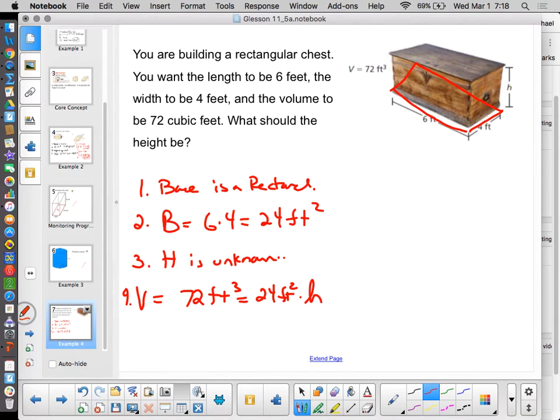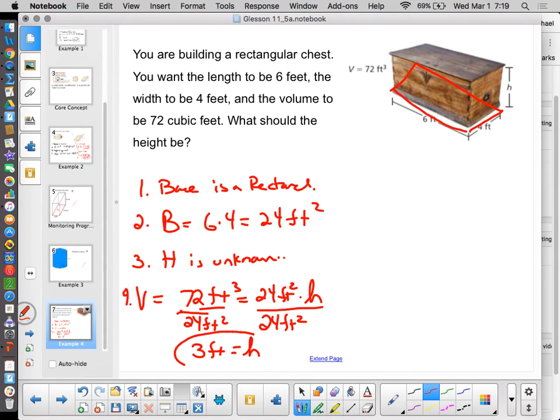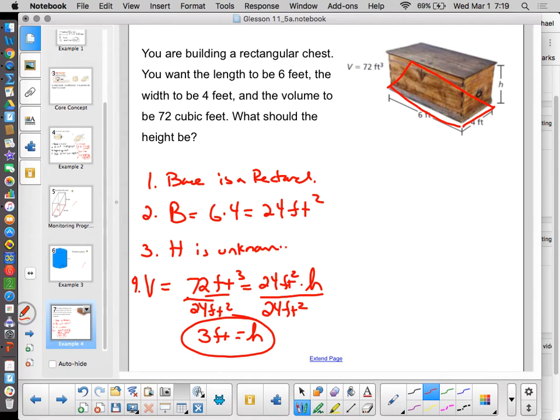So if I know my formula, I can simply divide by the 24 feet squared. Whoa, hello. That was an interesting way to make a 2. And 72 divided by 24 is 3. Feet cubed divided by feet squared. Remember our unit cancellation, it's like x cubed over x squared is just x. Feet equals the height. Even the units work out for me. Even the context works perfectly mathematically.